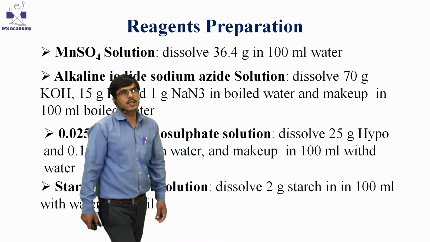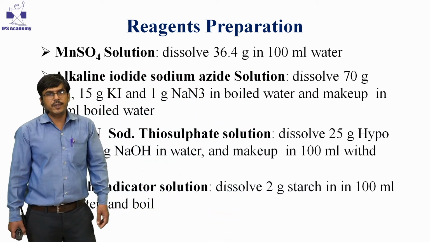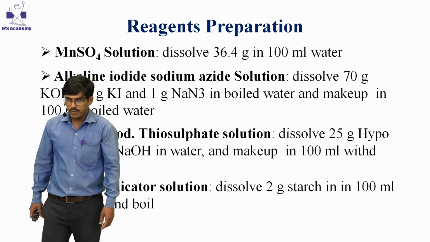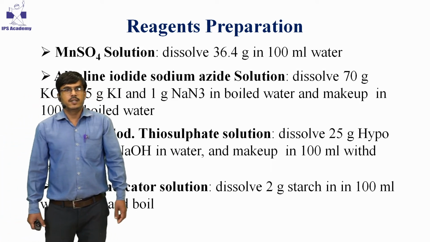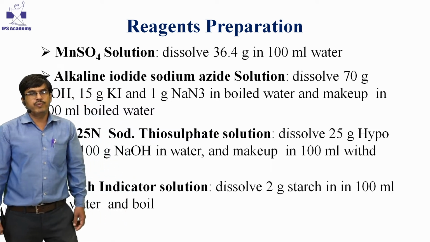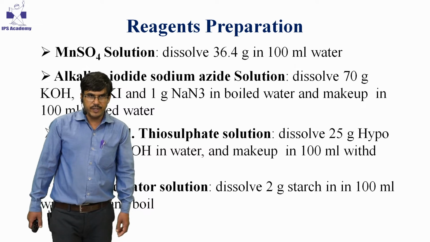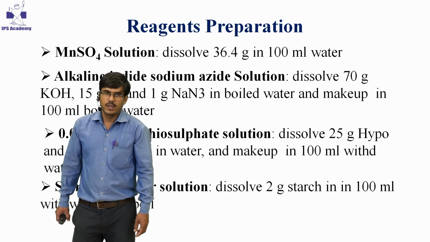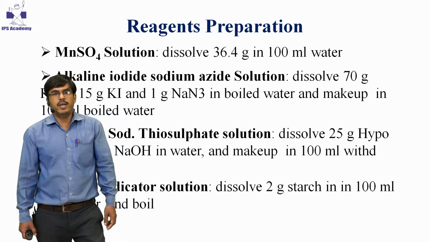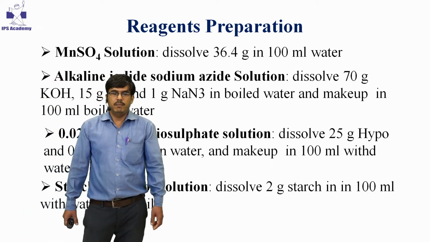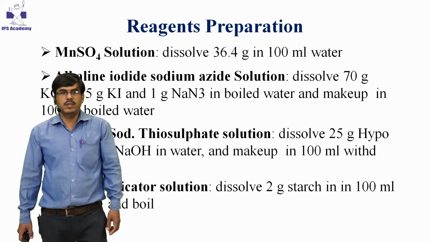The next is reagent preparation that is required for the measurement of dissolved oxygen. We require 4 solutions. First one is manganese sulfate solution. It is prepared by dissolving 36.4 gram manganese sulfate in 100 ml water.